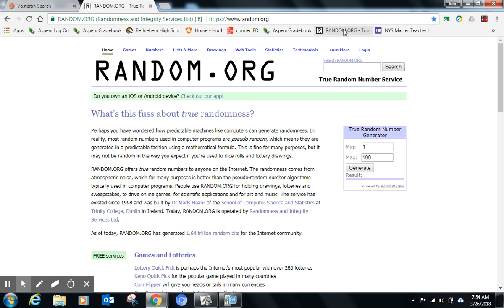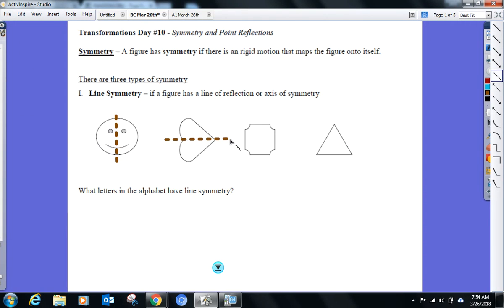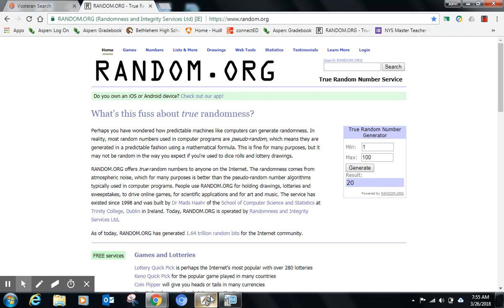What do you think? Can I get one between 1 and 100 that's in here without even changing it? What do we think? 20. There we go, right here. Is it possible to have more than one line of symmetry? You're darn right. Multiple lines of symmetry coming up here. Multiple lines. Almost.